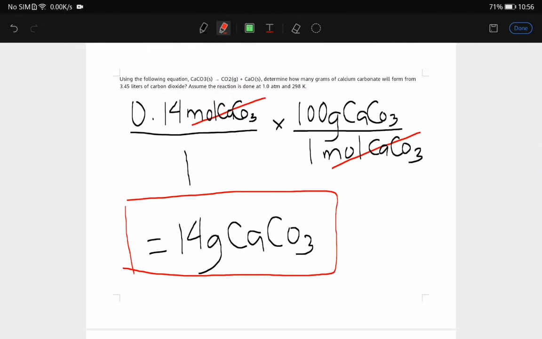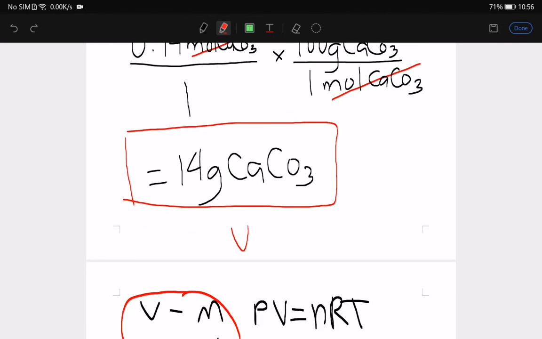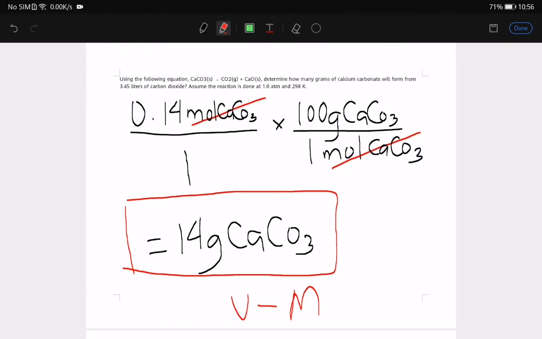So we can say that there would be approximately 14 grams of calcium carbonate that will form from 3.45 liters of carbon dioxide when the reaction is done at 1 atmosphere and 298 Kelvin. So ito na yung final answer natin. Yan. Okay? So I hope you got something from that. So that is your volume to mass conversion or ratio in gas stoichiometry.